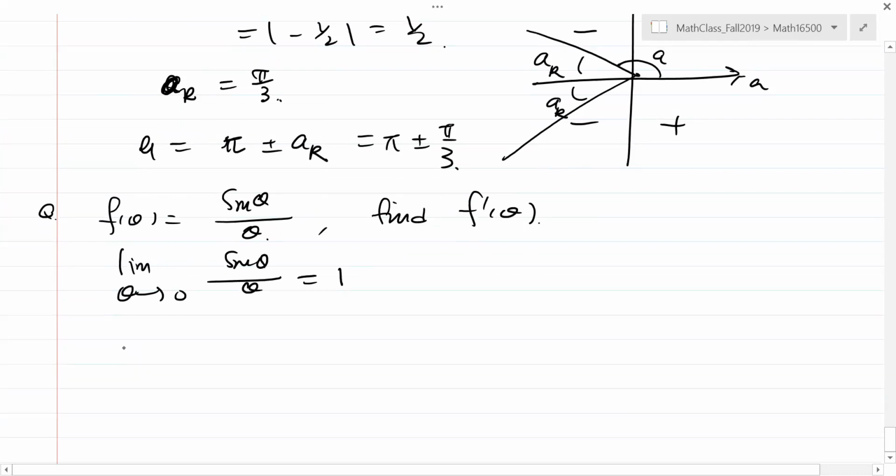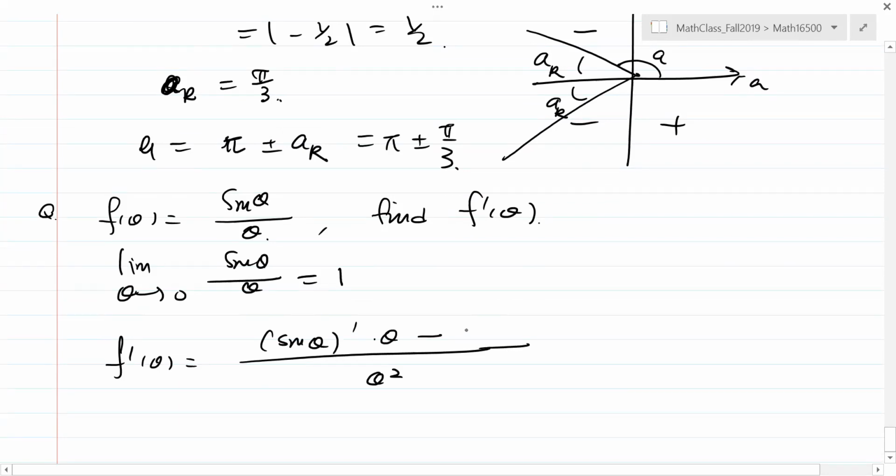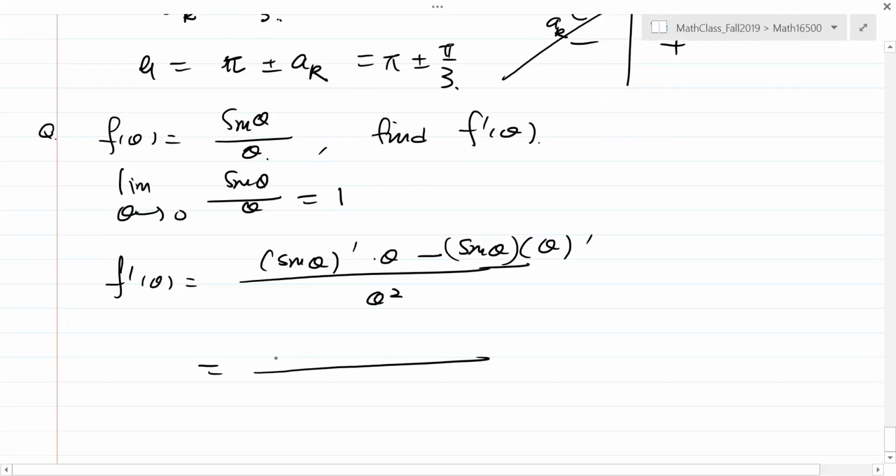That's a quotient of two functions. So it's going to be theta squared and sin theta and times theta minus sin theta and theta prime. So very simple. It's going to be cosine theta times theta minus sin theta over theta squared. Can we simplify it? I don't think so. Okay. So this is the answer.